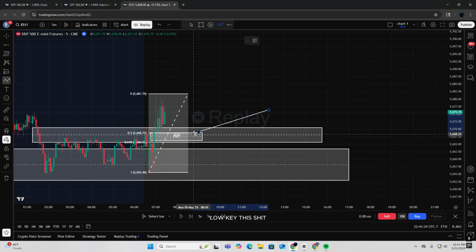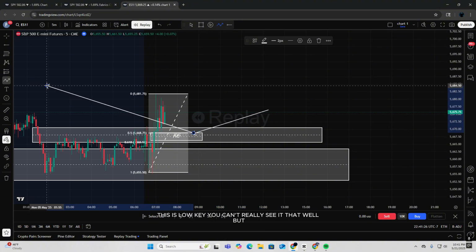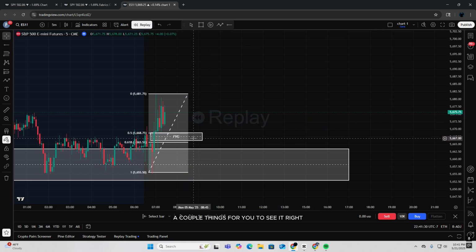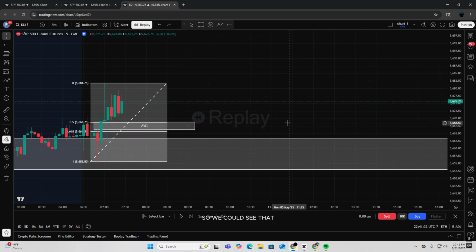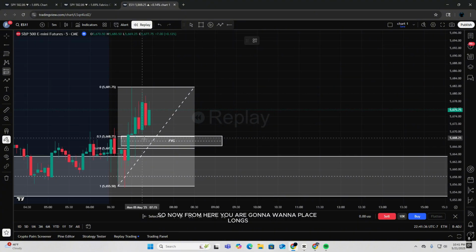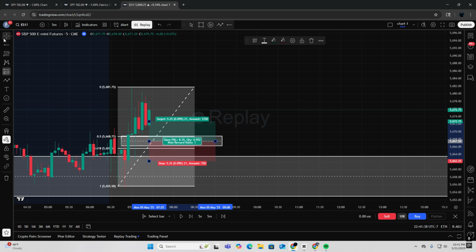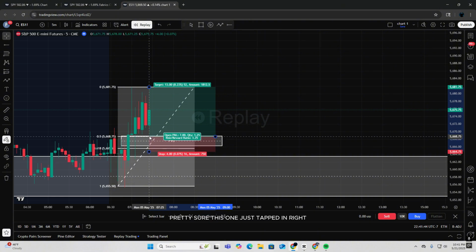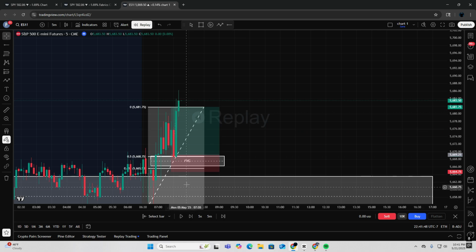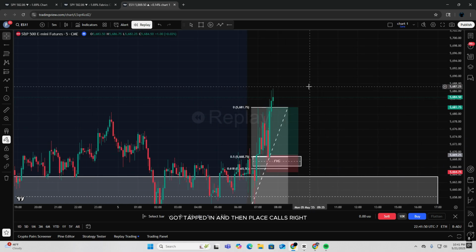You can't really see it that well, but let me actually just erase a couple things for you to see it, right? So we can see that this is lined up with our golden zone. So now from here, you are gonna want to place longs inside the fair value gap or the top of it, right? Pretty sure this one just tapped in, right? Got tapped in and then place calls, right?